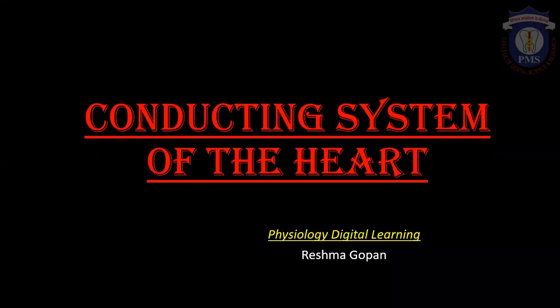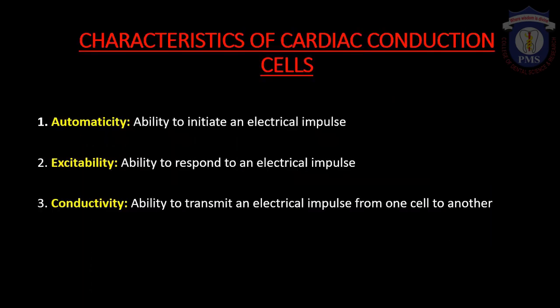Welcome to Physiology class. In this session, we will be discussing the conducting system of the heart. The human heart has a specialized conductive system through which the impulses that are generated in one side are capable of propagating to other parts of the heart. So why is the human heart able to initiate as well as propagate the impulses? It is because the human heart has three properties called automaticity, excitability, and conductivity, which are responsible for this propagation.